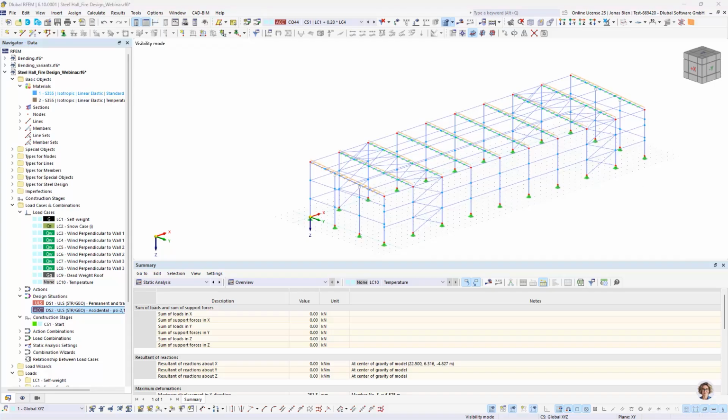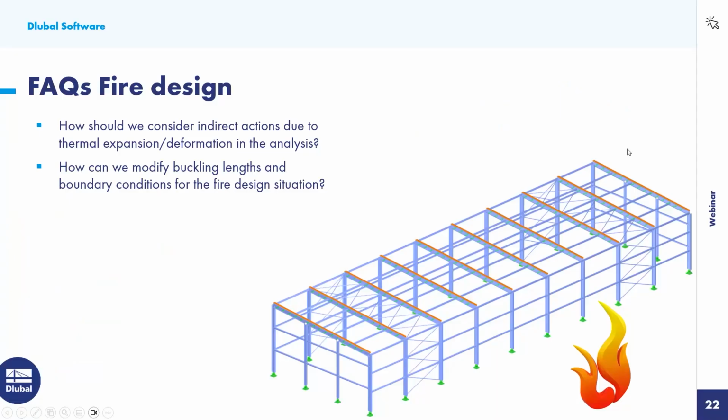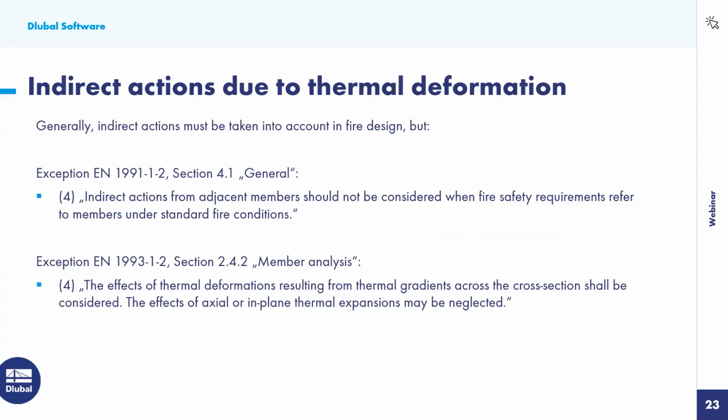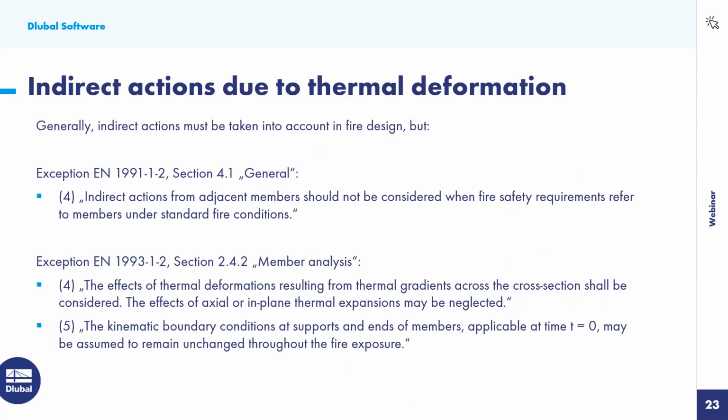I am actually not sure in which cases I would do so, because the Eurocode also has a paragraph on how to take the boundary conditions into account in the fire design situation. And it actually says that the kinematic boundary conditions at supports and ends of members applicable at room temperature may be assumed to remain unchanged throughout the fire exposure.